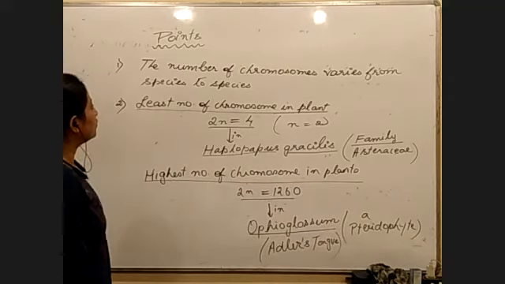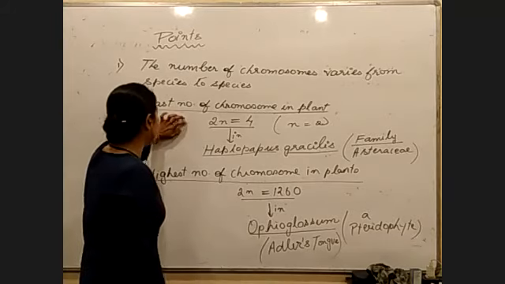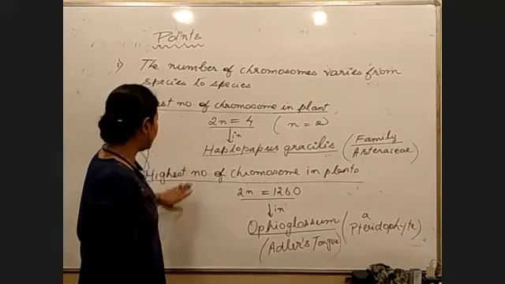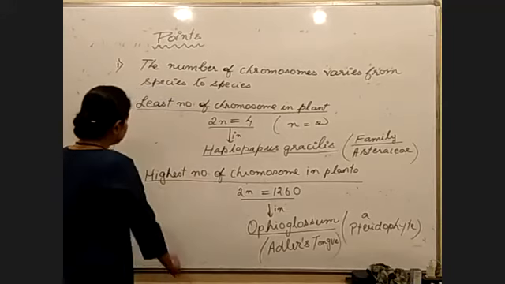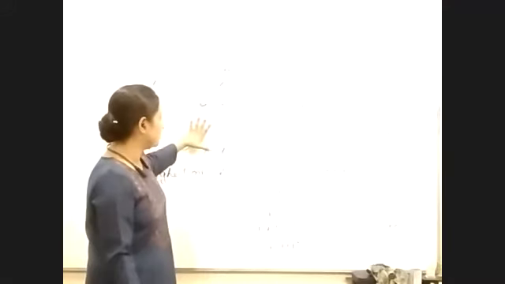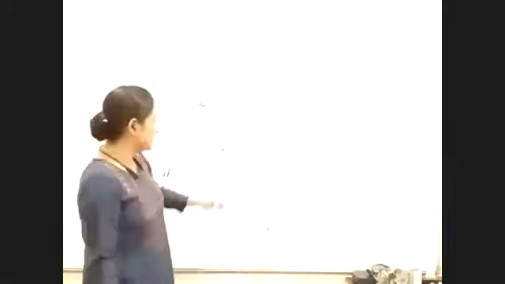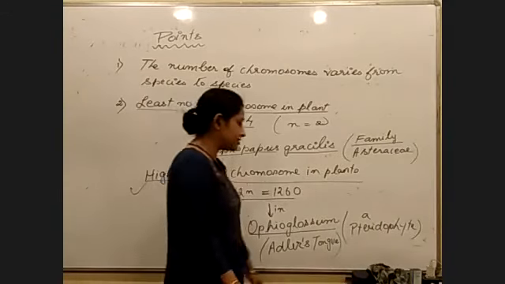So the number of chromosomes varies from species to species. In case of plants, we have to remember the least number of chromosomes is found and the highest number of chromosomes is found. Generally, the question has been asked about this point and not about this point. It is a frequently asked question. Right? Haplopappus gracilis has the least number of chromosomes and the highest number of chromosomes is in case of Ophioglossum.